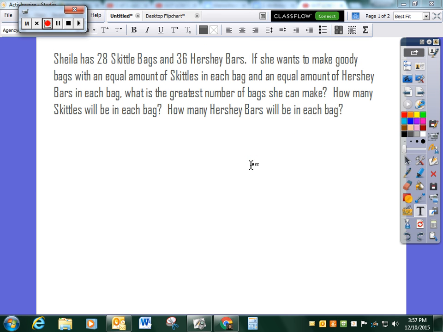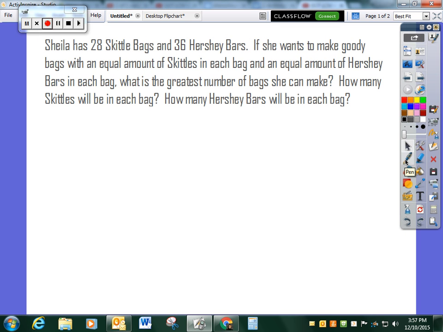The hardest thing to figure out when you're doing GCF and LCM word problems is whether or not to use the GCF or the LCM. So I'm going to do one of each for you to hopefully make it a little bit easier for you to complete word problems on your own.